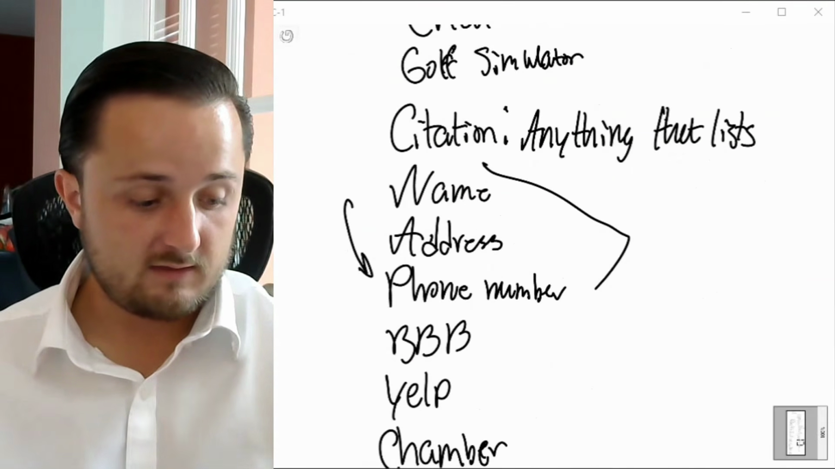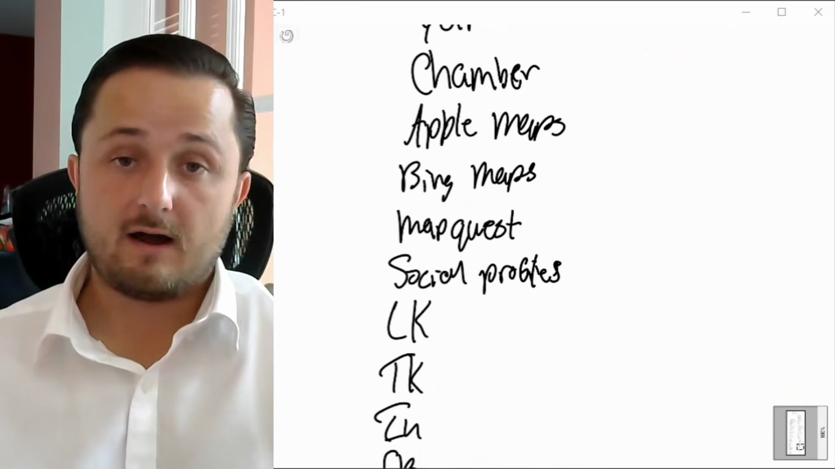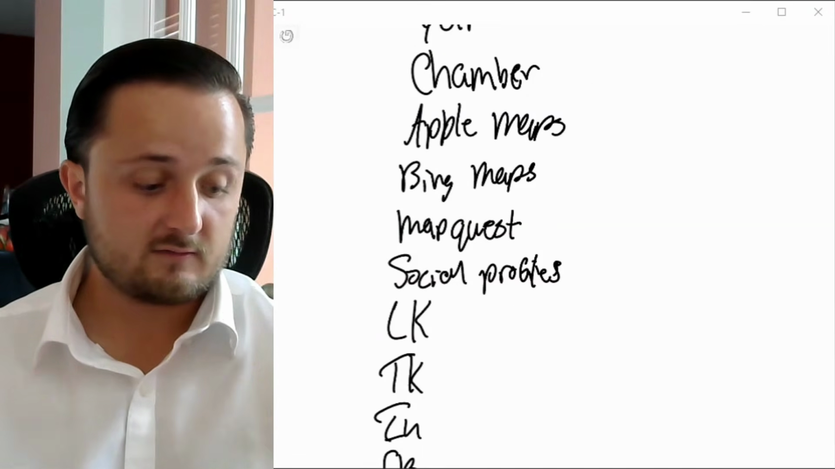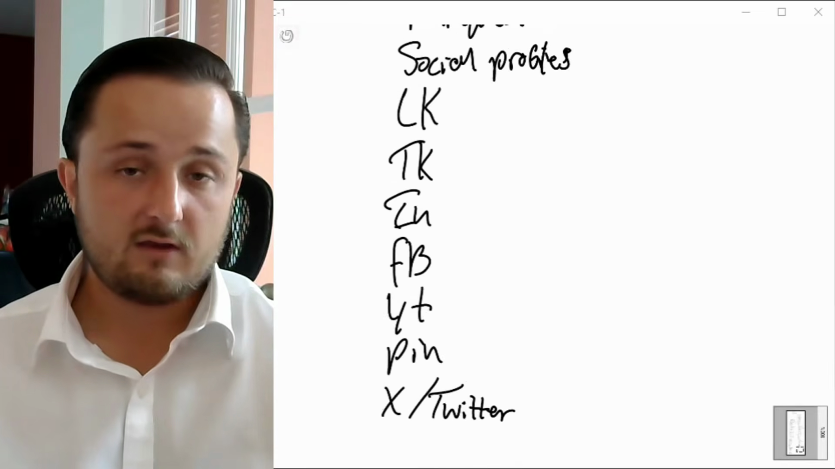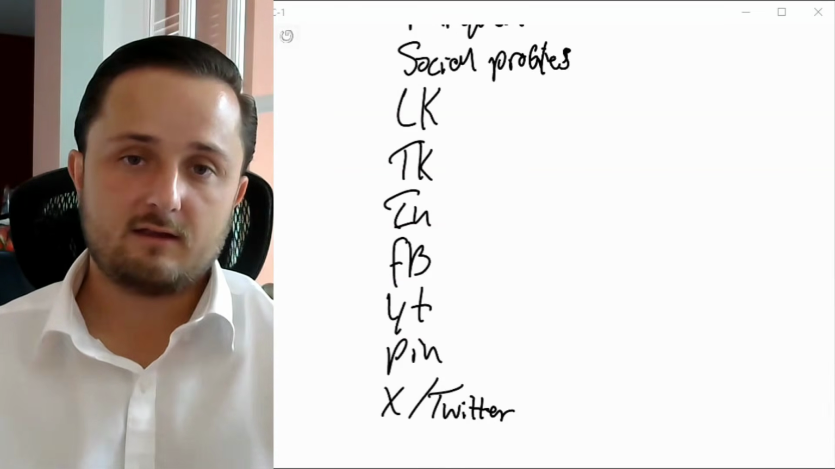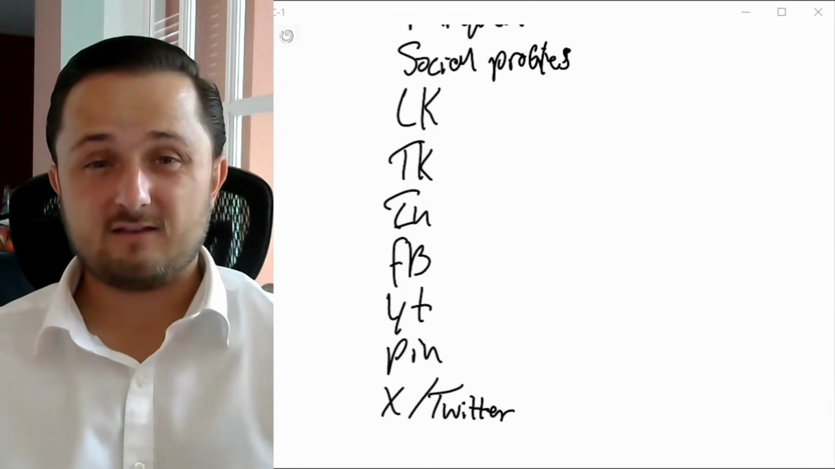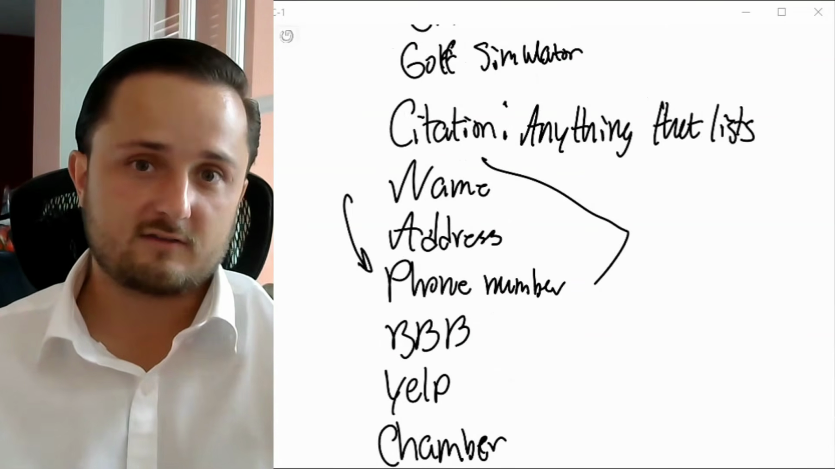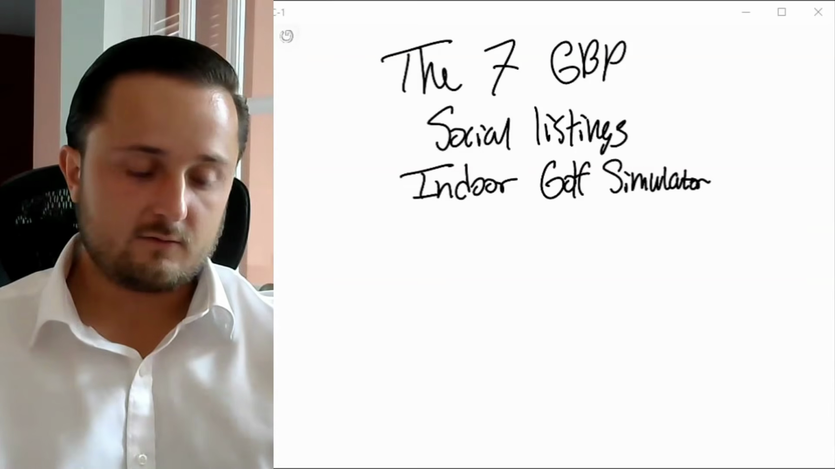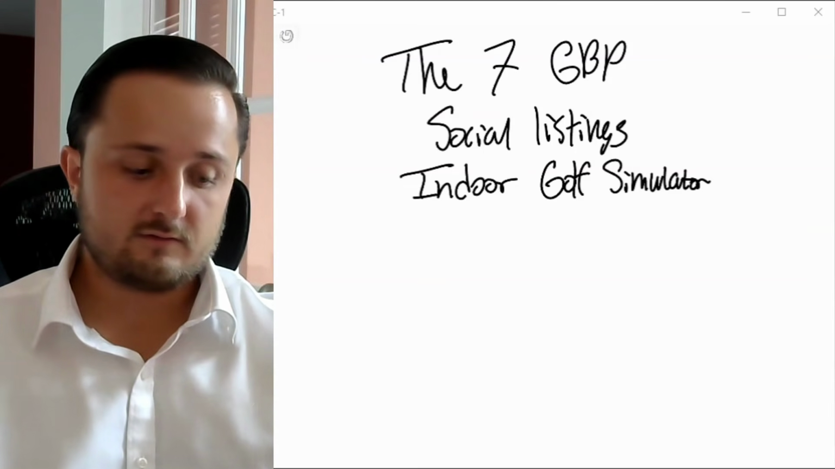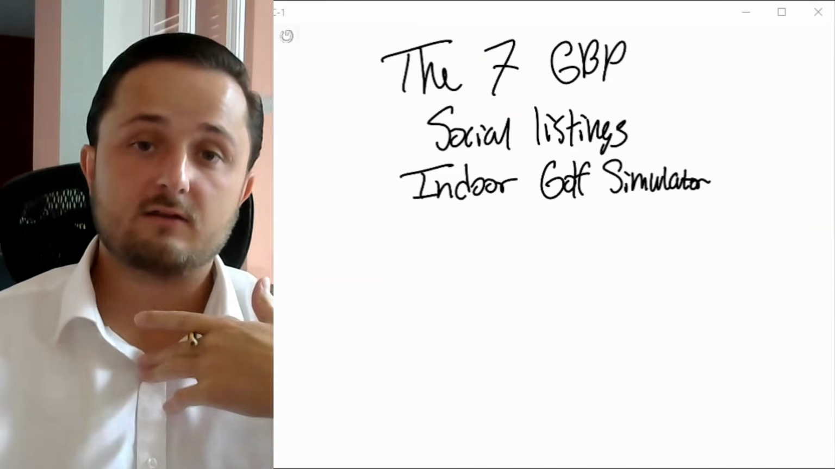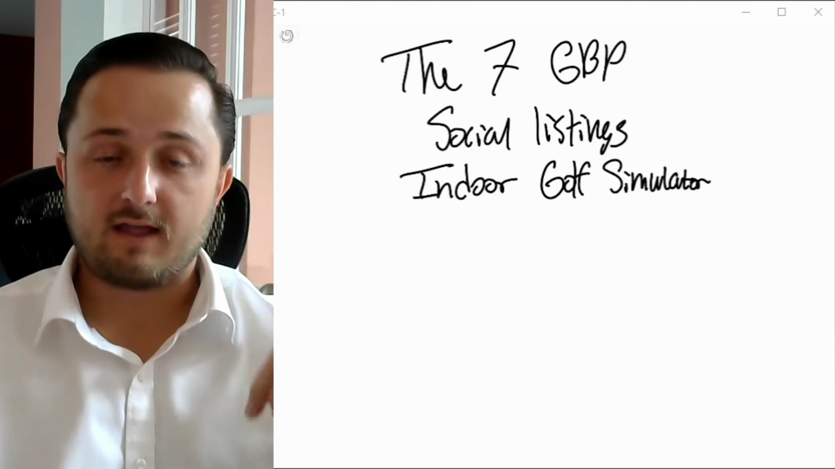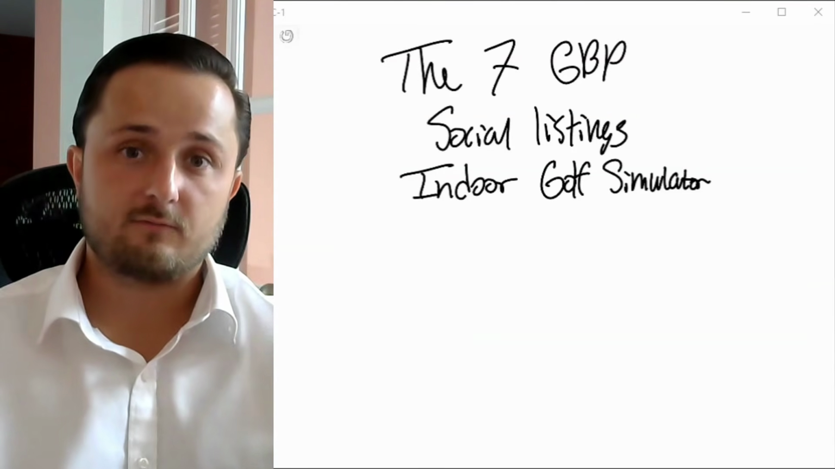So these are where I would get my golf simulator business, or indoor golf simulator business, listed with citations, or this is what I would build for my client. If they already had these built, then I would go through and make sure that the name, address, and phone number are all consistent. These are the 7 Google Business Profile social listings I would set up for my indoor golf simulator business. Or if I had a client that didn't already have these, these are the ones that I would get set up for them.